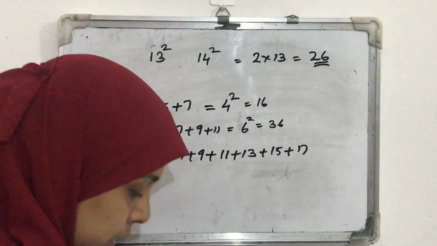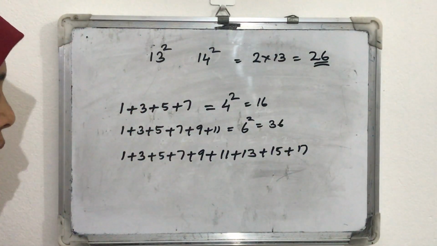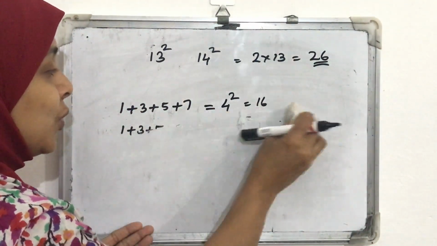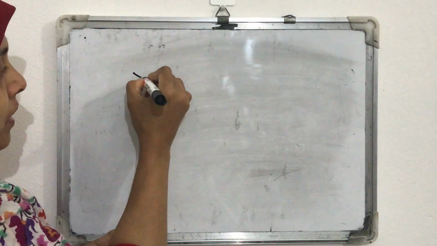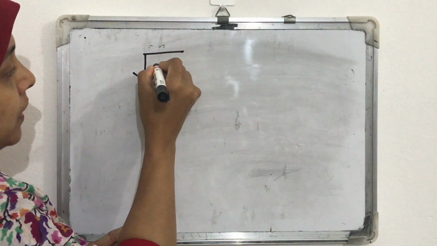Just like next question is what is square root of a square? That's a very simple question. Square root of a square. You look at one example. What is square root of 3 square?